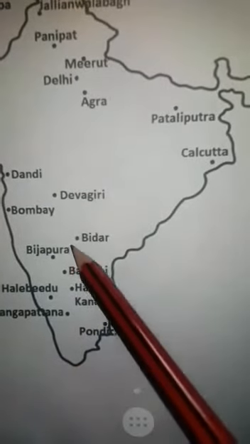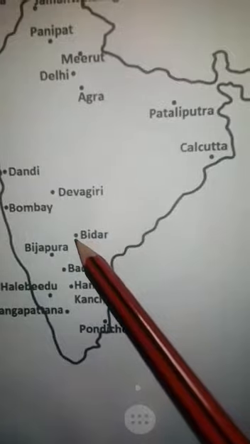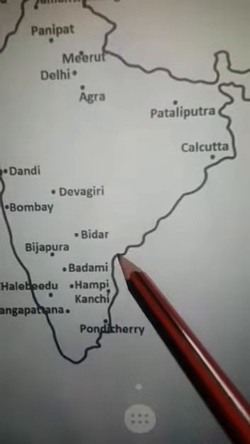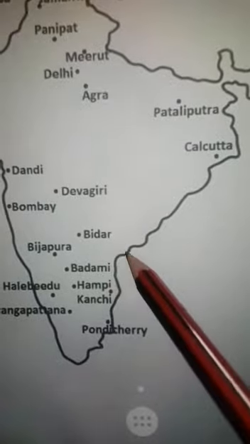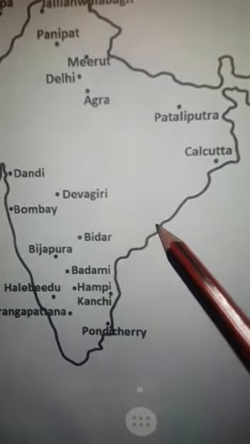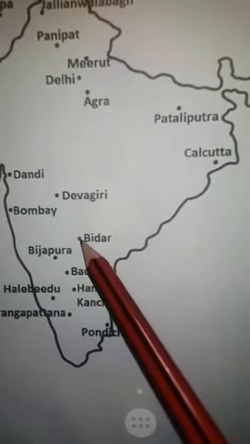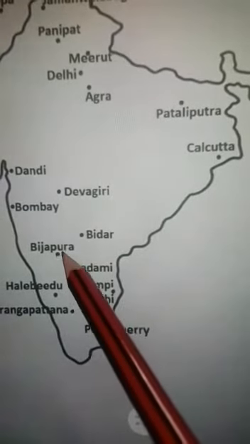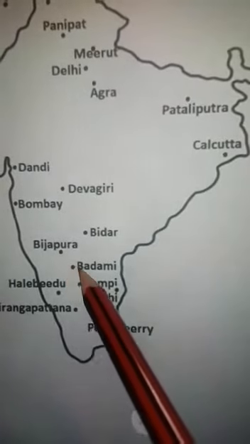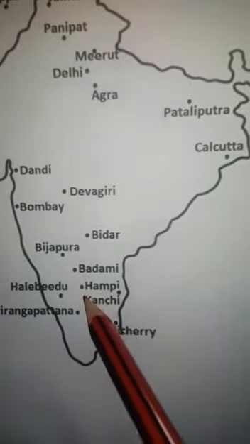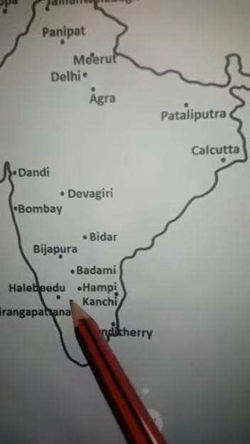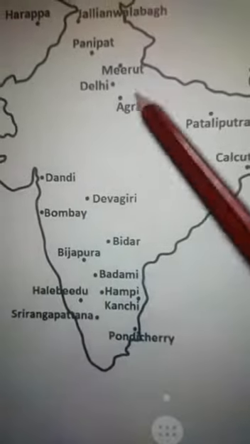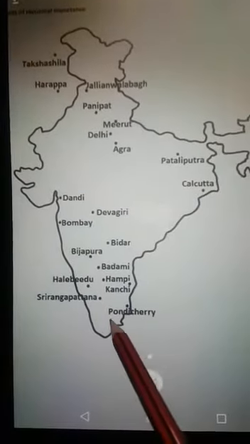So from this to this point, a straight line, you can mark a point. Now that should be about 2 centimeters from the diverted part. If you take this as the diversion from here, about 2 centimeters, you can mark a point here, and slightly below that towards the left you can mark Bijapur, Badami, Hampi, Halebeedu and Srirangapatna. Now these you can just imagine, because the entire outline map is very small.